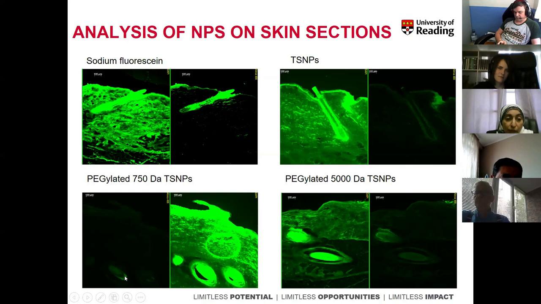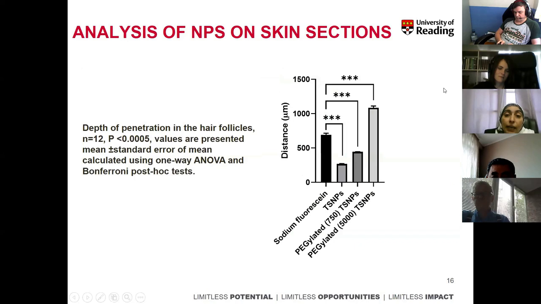When these images were analyzed using ImageJ software, they showed a significant difference between the diffusion of thiolated silica nanoparticles and the positive control, with these not diffusing at all or to a very little extent compared to our positive control. There was also a significant difference in diffusion between the pegylated silica nanoparticles 750 and 5000 Daltons, with a better diffusion in the case of 5000 Daltons pegylated silica nanoparticles.